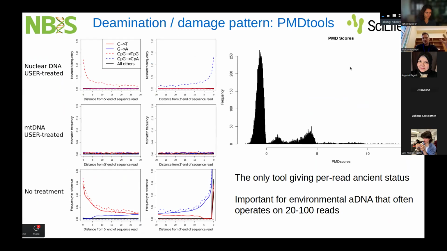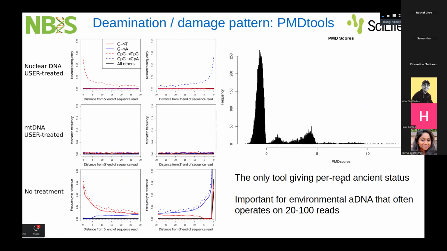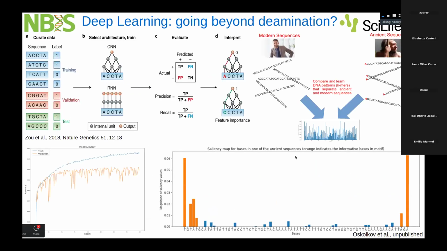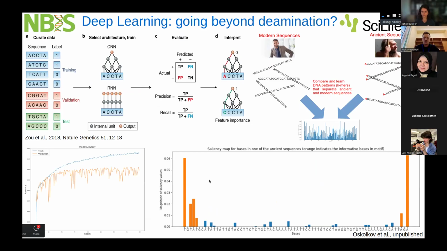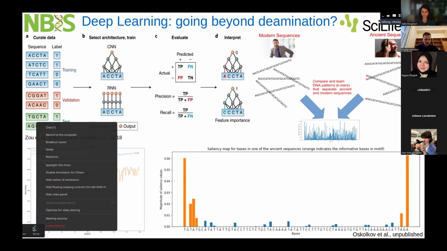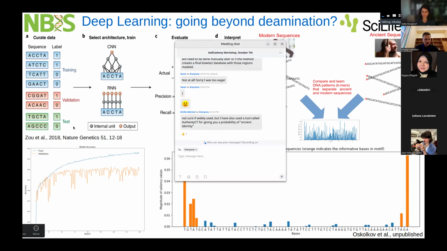Basically, it will be a tool that can give you per read prediction, ancient or non-ancient, and potentially another idea is that we can detect something else than just deamination. The idea that I had for a very long time in mind is that maybe there is something else than deamination that is more typical for ancient sequences. So let me just quickly check the chat.